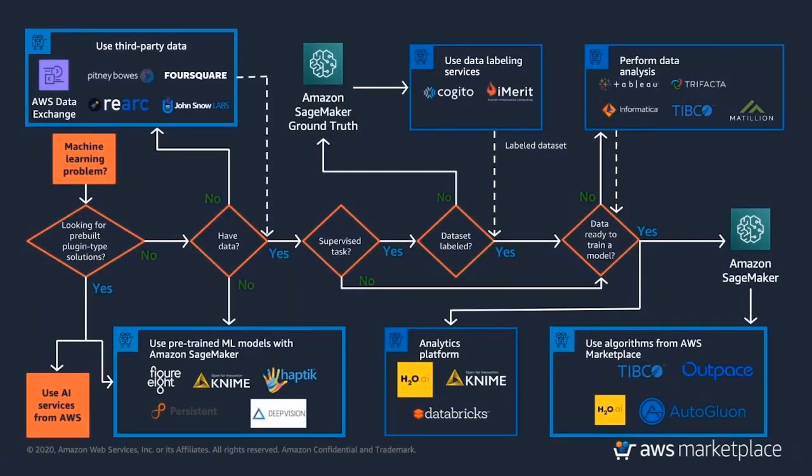Once you have the data, you perform various steps to identify, cleanse, and feature engineer your data, and then you get ready to train your custom ML model. You can use Amazon SageMaker Studio, or you can use an analytics platform that you have been using from AWS Marketplace. AWS Marketplace also contains algorithms from popular vendors such as H2O, Intel, TIBCO, as well as frameworks such as AutoGluon that you can use with Amazon SageMaker.